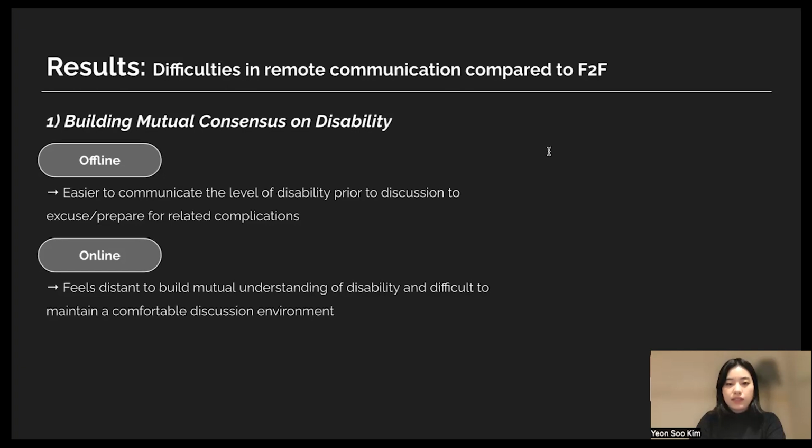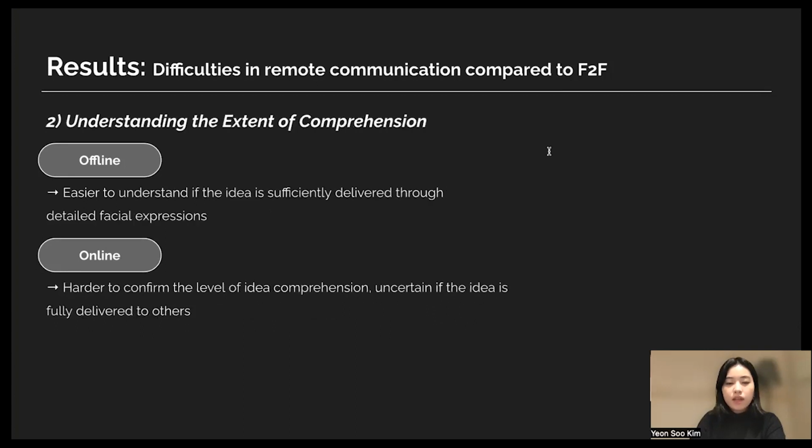First, building mutual consensus on disability. In offline occasions, it is easy to share the level of disability prior to discussion to excuse for related complications. However, in online environments, users feel distant to build mutual understanding of disability and find it difficult to maintain a comfortable discussion environment. Next, understanding the extent of idea comprehension. In offline occasions, it is easier to understand if the idea is sufficiently delivered through detailed facial expressions. However, in an online context, it is harder to confirm the level of idea comprehension, and users are uncertain if the idea is fully delivered to others.